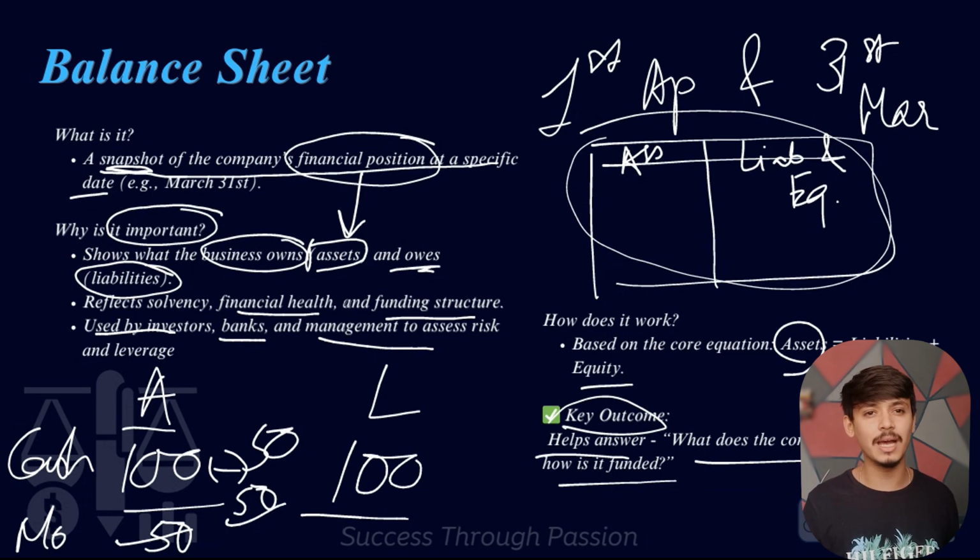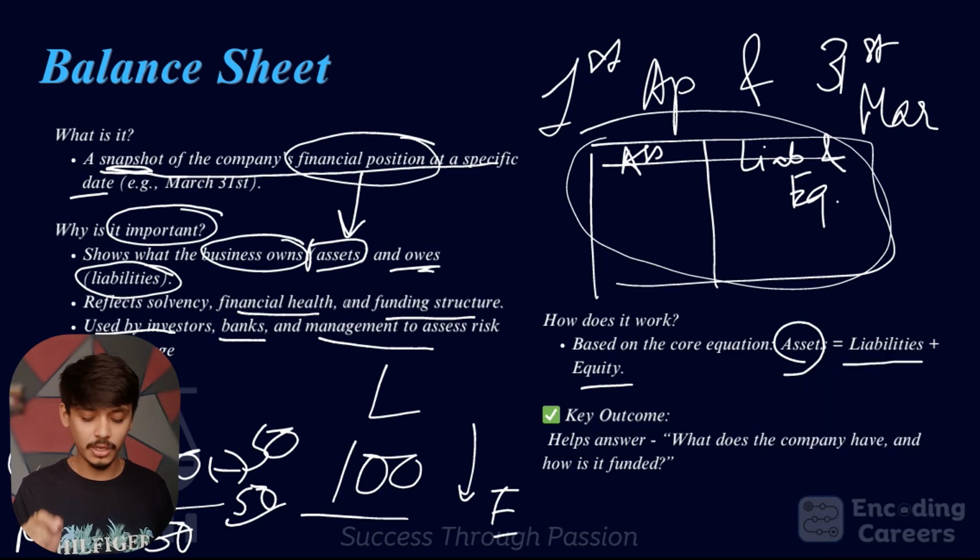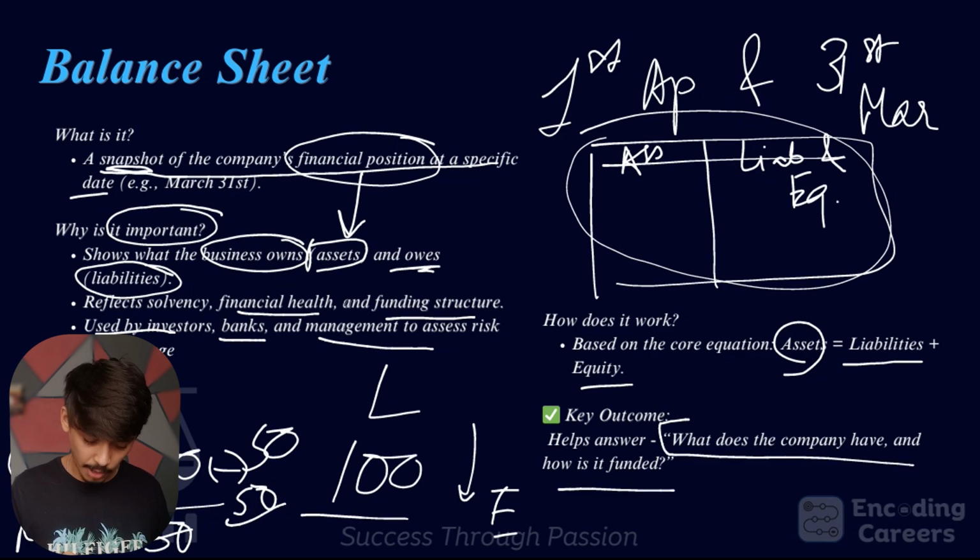So that is a simple example of how a balance sheet works. Now if you would have raised money through equity, giving out equity shares, then this 100 would be added to the equity side, and there would be no liability in your business. So the key outcome that you can make going through the entire balance sheet is what does the company have and how is it funded.